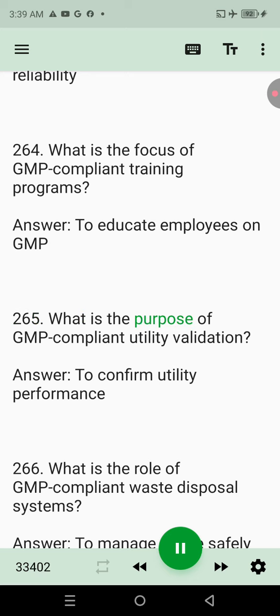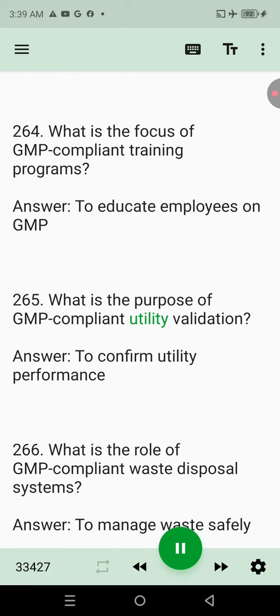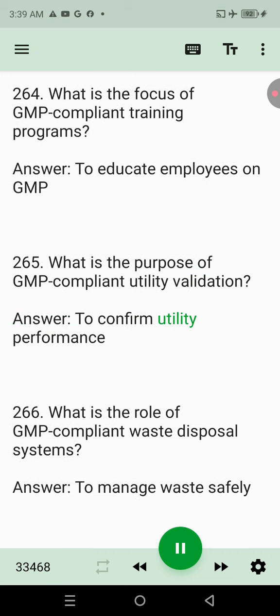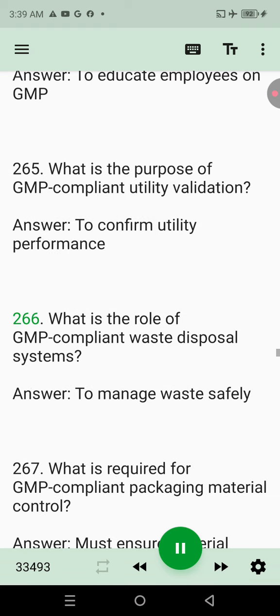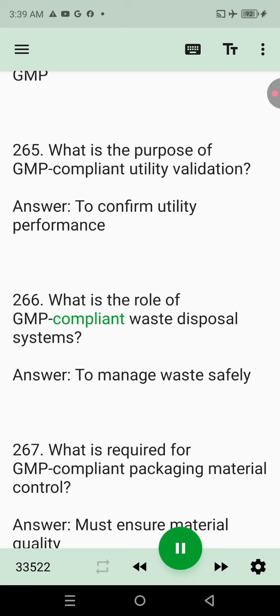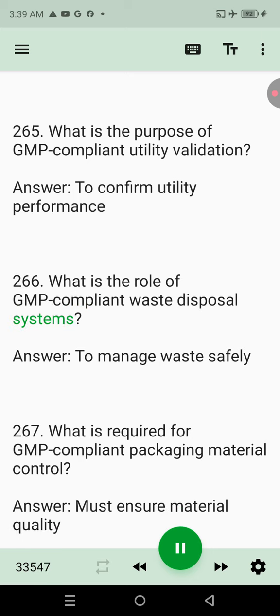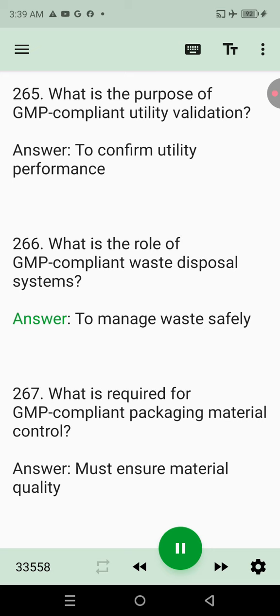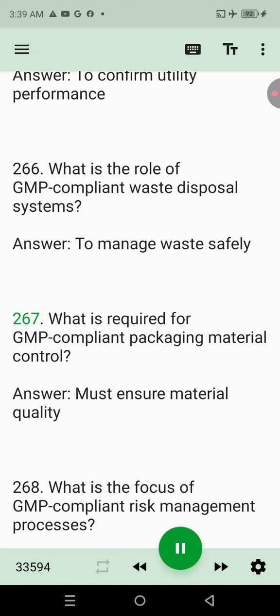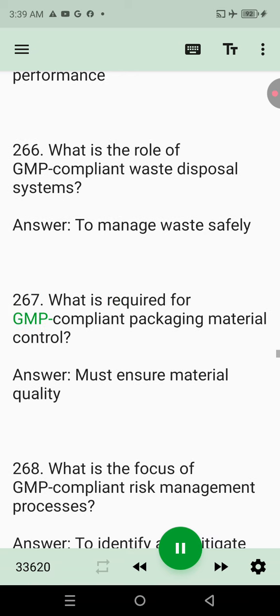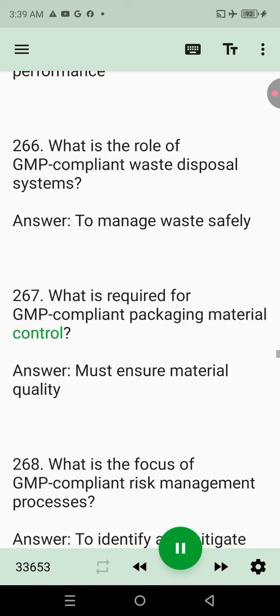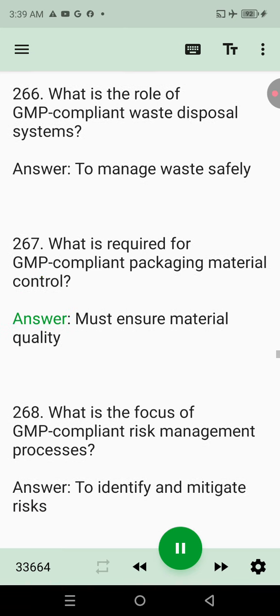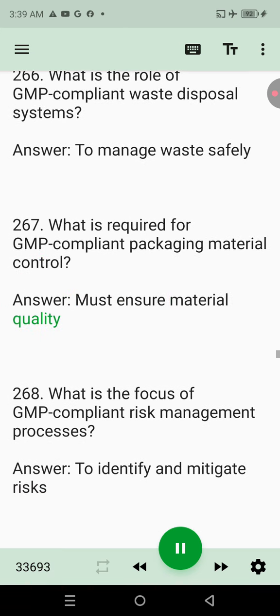265. What is the purpose of GMP-compliant utility validation? Answer: to confirm utility performance. 266. What is the role of GMP-compliant waste disposal systems? Answer: to manage waste safely. 267. What is required for GMP-compliant packaging material control? Answer: must ensure material quality.